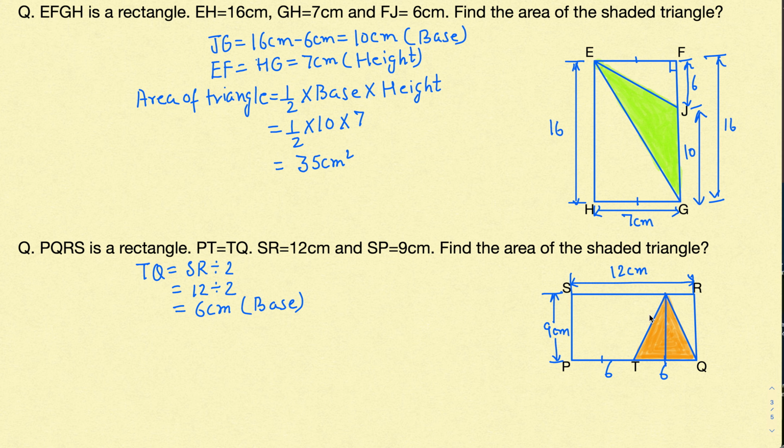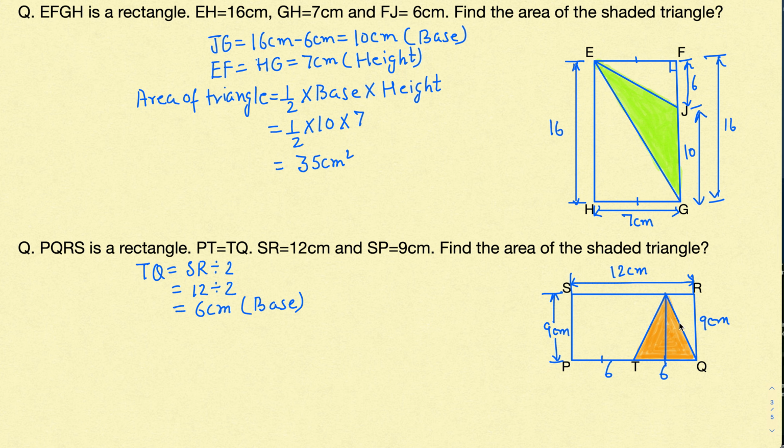See this line, SP is 9, right? That means RQ will also be 9 cm, right? This will also be 9 cm because they are opposite sides of a rectangle, right? And this line is parallel to this one, right? Since this is also perpendicular on this, the height of the triangle is also perpendicular on PQ, right? These two lines are parallel. So the height of this triangle will also be 9 cm, right?